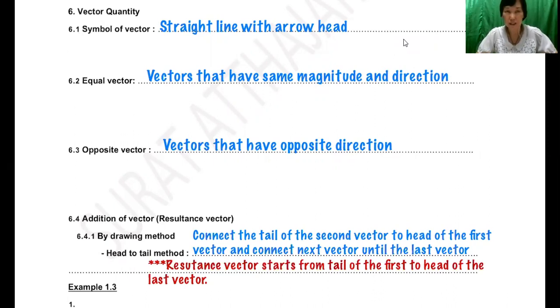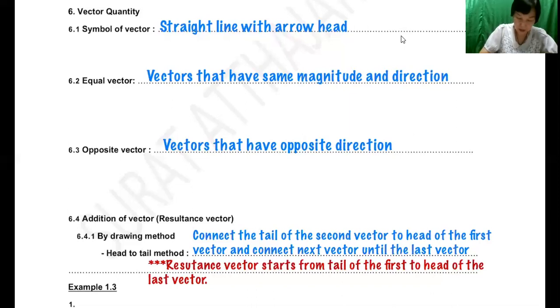For all kinds of vector quantity, when we would like to represent that kind of quantity, we have to draw a straight line with an arrowhead. Okay, here is the symbol of vector quantity. Okay, how can we draw a vector quantity?